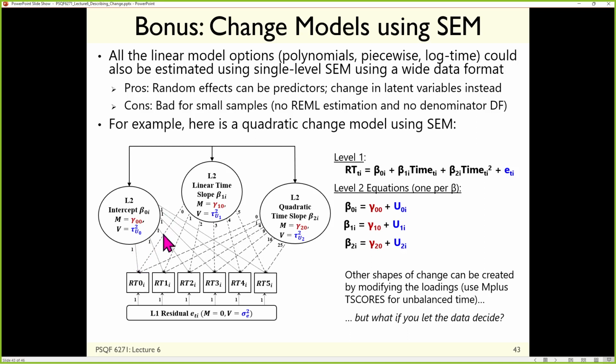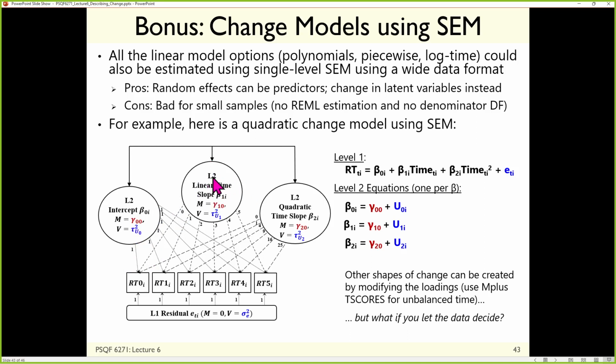And the loading pattern, so these numbers right here, these are fixed. So these are used to define what the circles are supposed to mean. So any random effect or latent variable that has equal loadings like this, you can think of as a random intercept. So this is essentially like a Rasch model kind of idea in terms of measurement. A Rasch model, in that case, theta is a random intercept. And you can estimate Rasch models using multi-level modeling software for that reason.